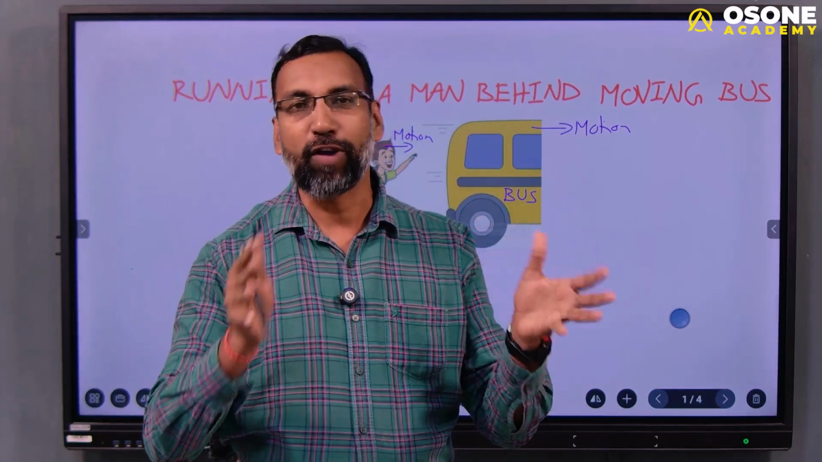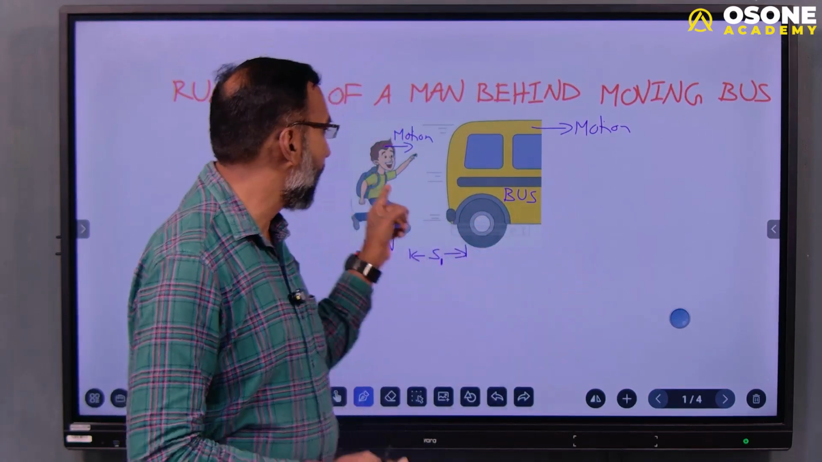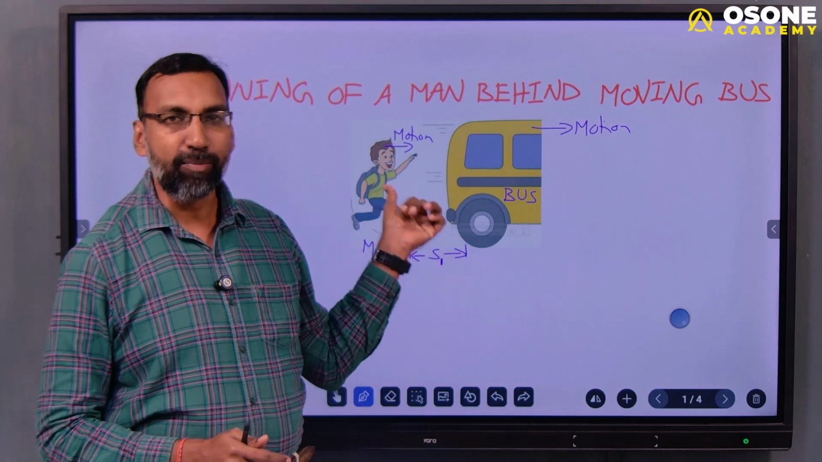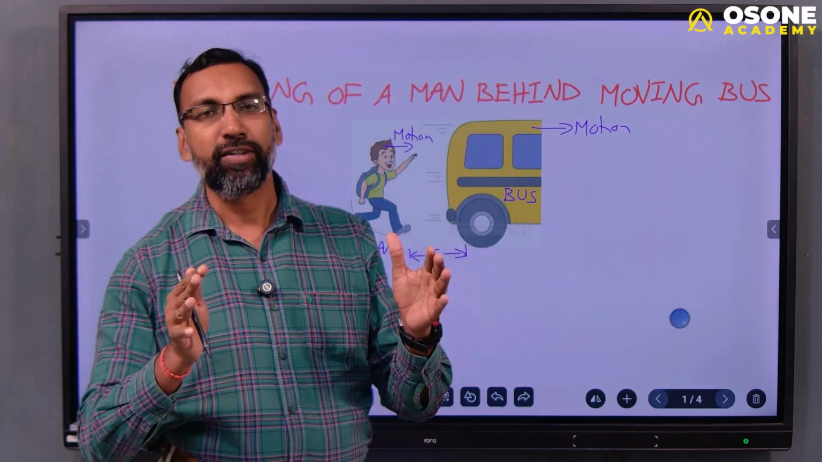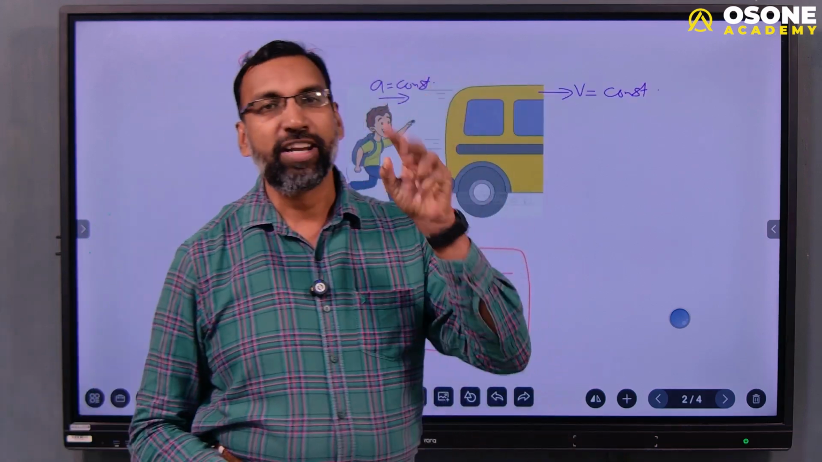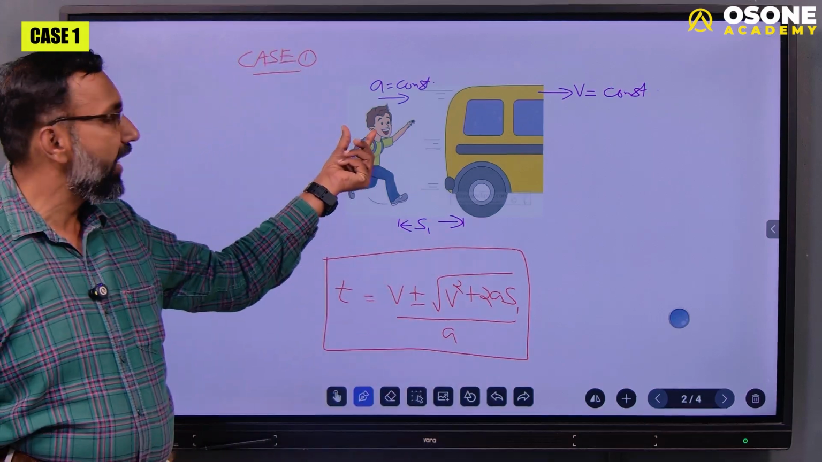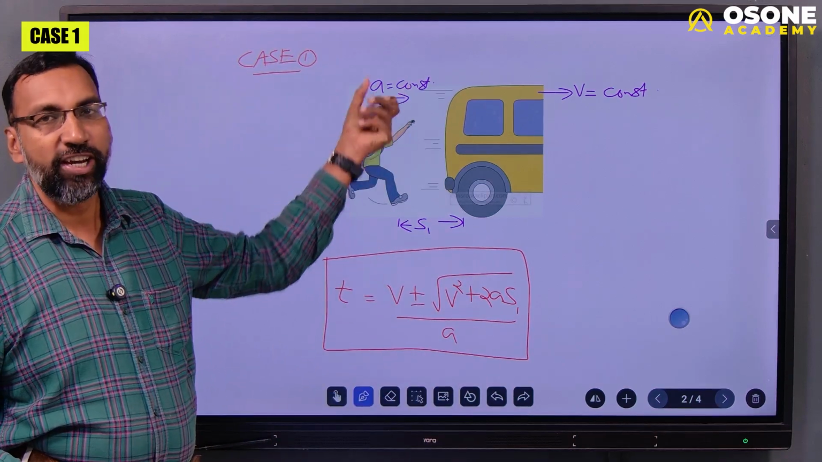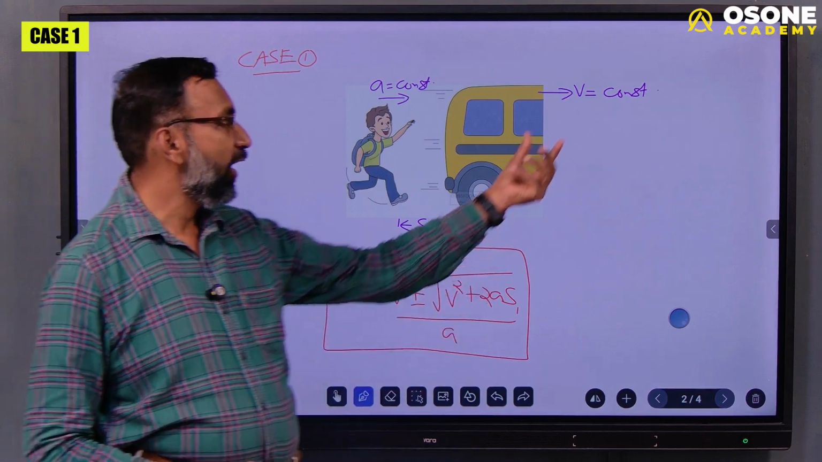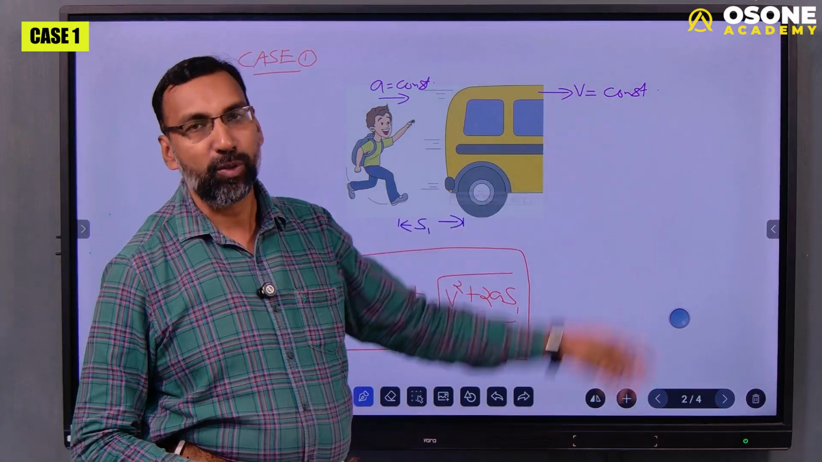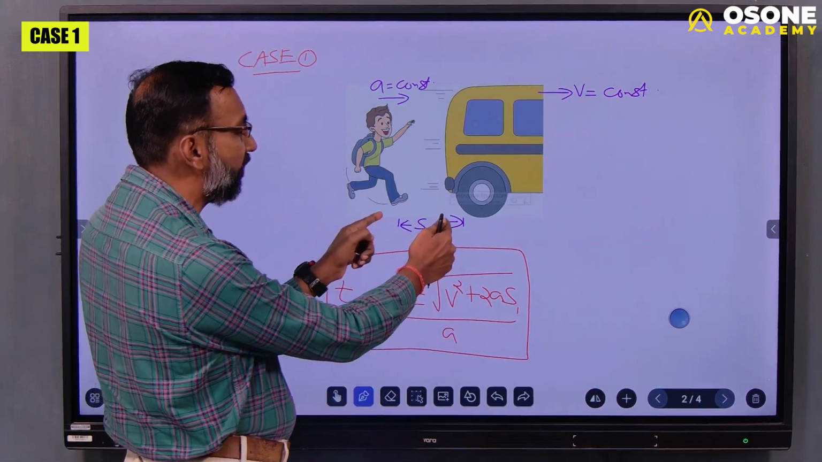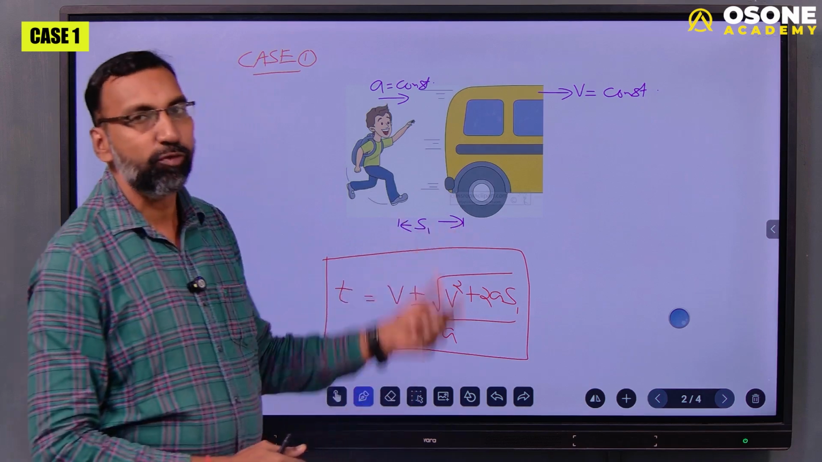So our aim is to find the time taken by the man to catch the bus. That is our aim. Two different cases are here. Case 1: the man is moving with a constant acceleration and the bus is having constant velocity. The initial separation between the man and the bus is S1.